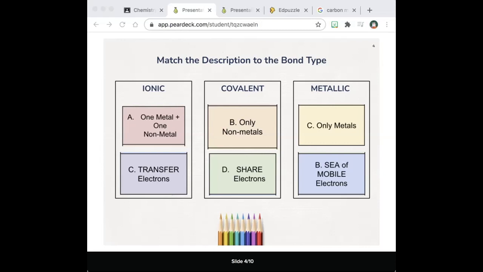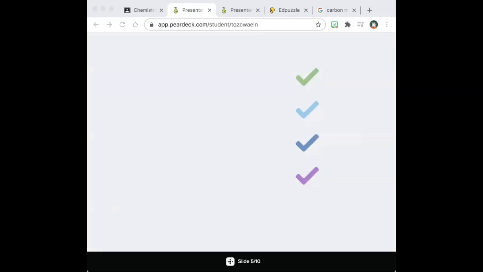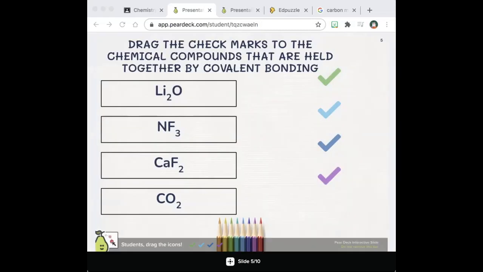So read carefully because in all of my classes today, somebody's made the same mistake. Your check-in question: drag the check marks to the chemical compounds that are being held together by covalent bonding, okay? Yesterday we did ionic, today is covalent. You'll notice you have 4 check marks, which means you don't know how many of these are correct. All of them could be covalent, one of them could be covalent, 2, 3, 4, 5 could be covalent, not 5, there's not 5 of them. But you get the point.